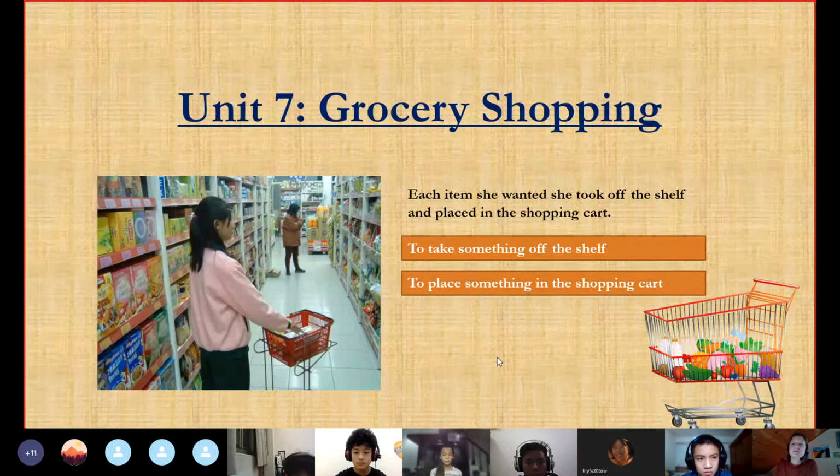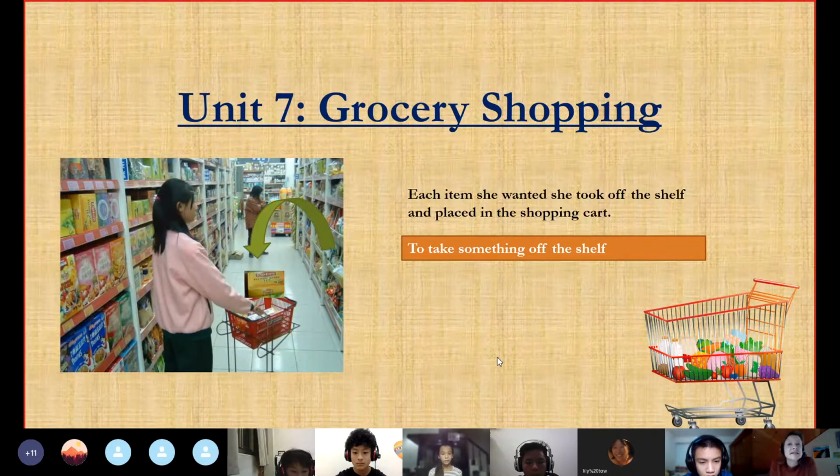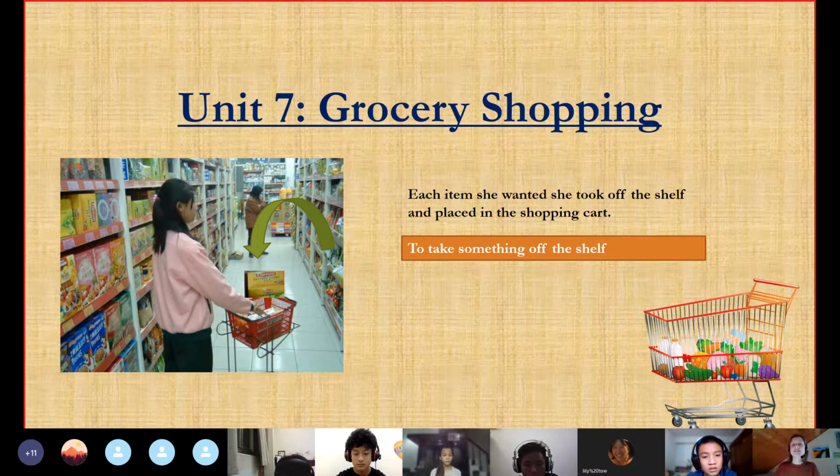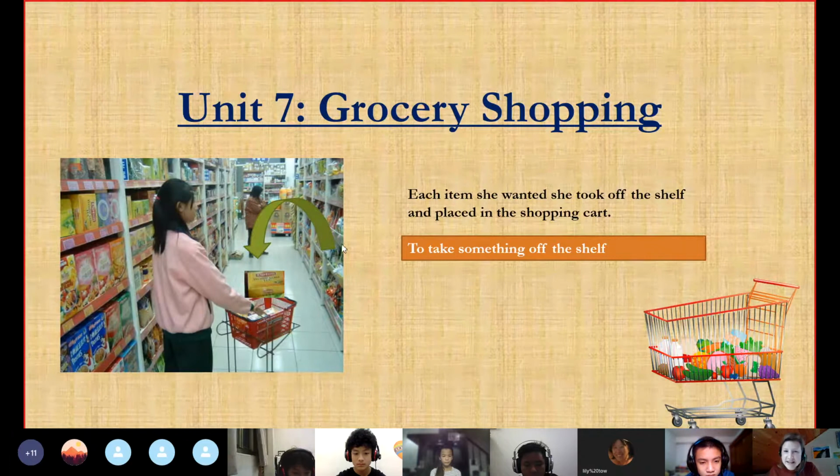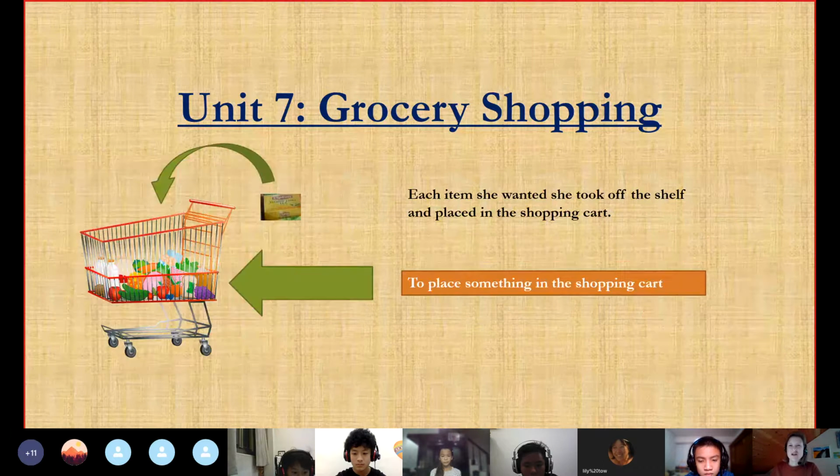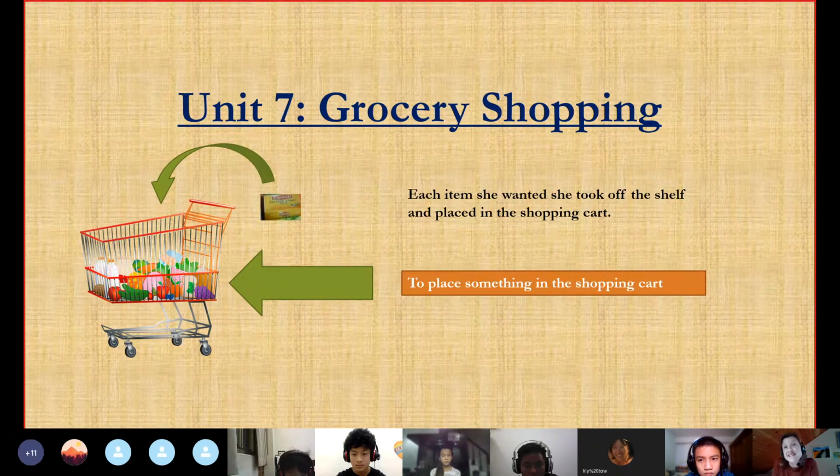Okay, so let's look at this. So if we take something off the shelf, to take off means to take it down, right? So in this picture, we can see Jenny would take something from here, from the shelf, and take it off, and then place it in the shopping cart. Okay, so do you know another word for to place something?